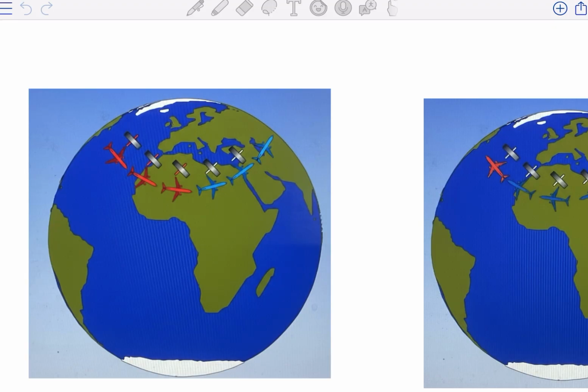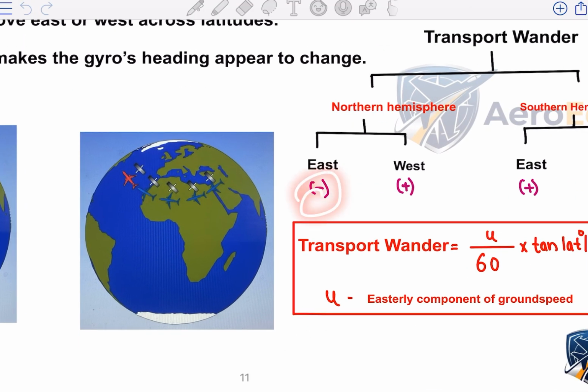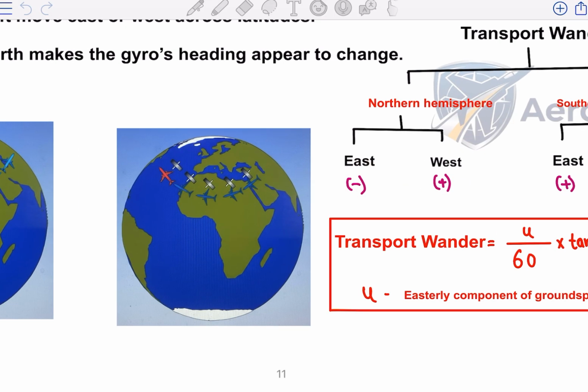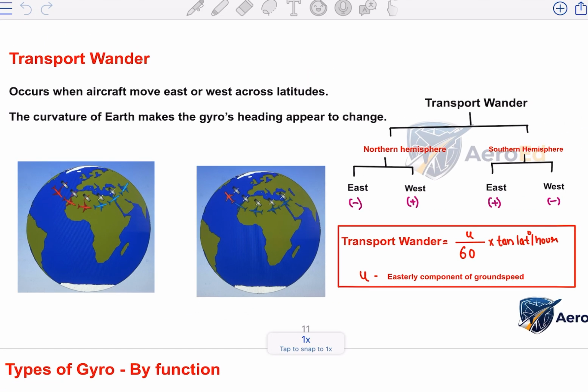When flying easterly in the northern hemisphere, it produces negative drift. As it is written here, in the northern hemisphere, in the east, it produces a negative drift. That is the reason it is negative here. And when moving westerly, it produces a positive drift, and this is the reason it is plus here, with a plus sign. It is opposite in the southern hemisphere: in the east it is positive and in the west it is negative. So you have to learn this.